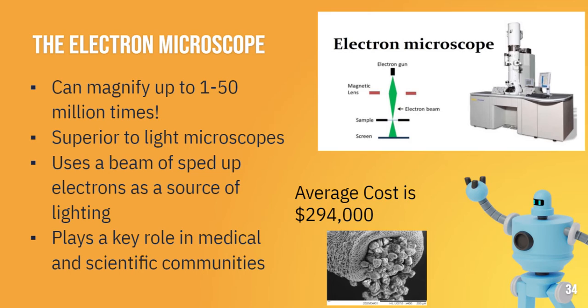The first electron microscope was built in 1931 by physicists Ernst Ruska and Max Knoll. Electron microscopes are also very heavy. They can weigh up to 10 tons and be around 10 feet in height. They play an important role in today's scientific and medical communities.